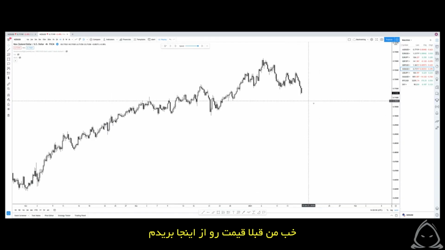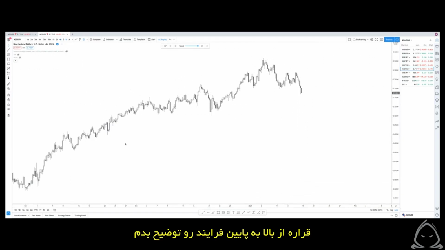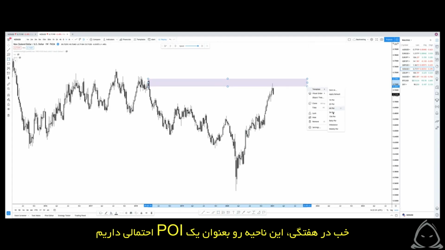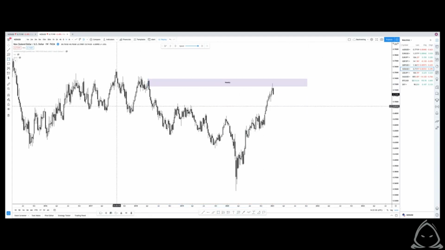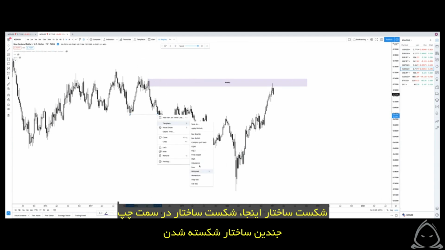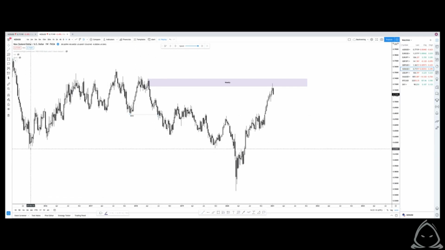So I have already cut price here. I'm just going to go through the process top down. So on the weekly, you can see that we've got this area here as a potential weekly POI. Obviously we've had breaker structure here, breaker structure here, breaker structure to the left, so we broke multiple structures.